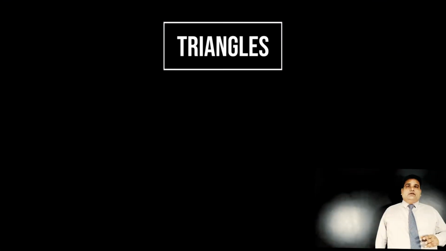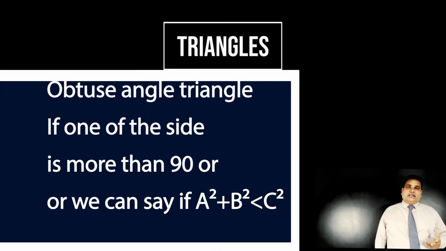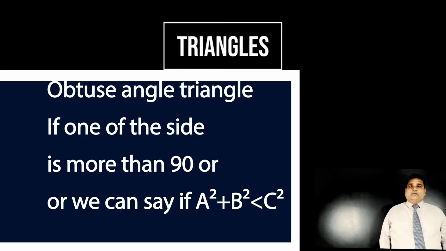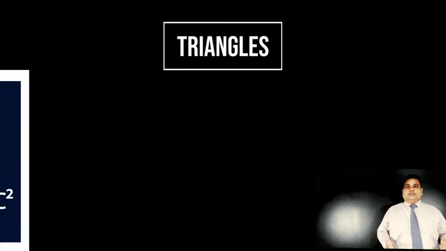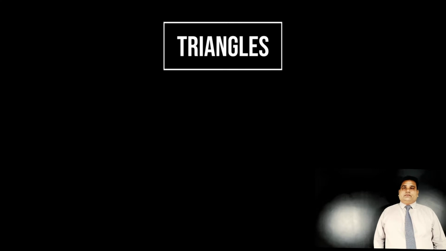Now concept number 14, the obtuse angle triangle. If one of the angles is more than 90 degrees, we say that triangle is known as obtuse angle. Obviously only one angle can be more than 90 degrees; two angles cannot be more than 90 degrees. So what will be the value of the other angles then? If only one angle in a triangle is more than 90 degrees, obviously the other two angles will be less than 90 degrees. That triangle is known as an obtuse angle triangle, or we can say in the triangle a square plus b square is always less than c square.